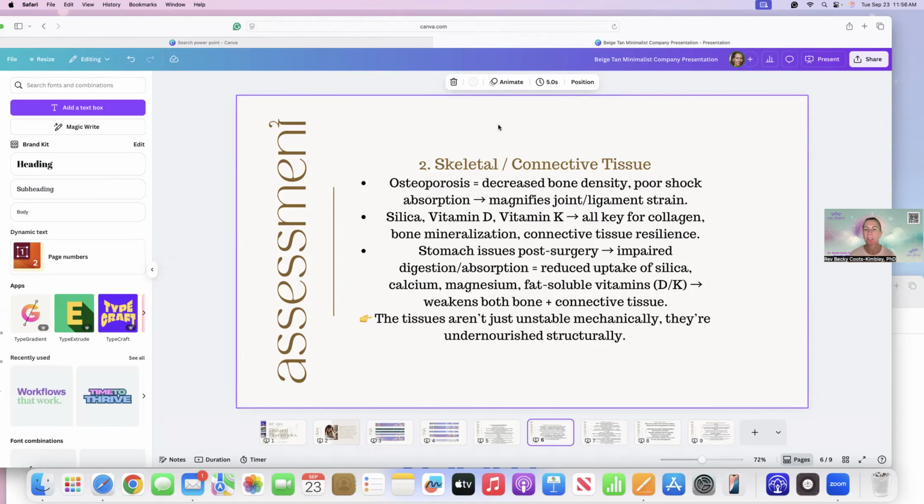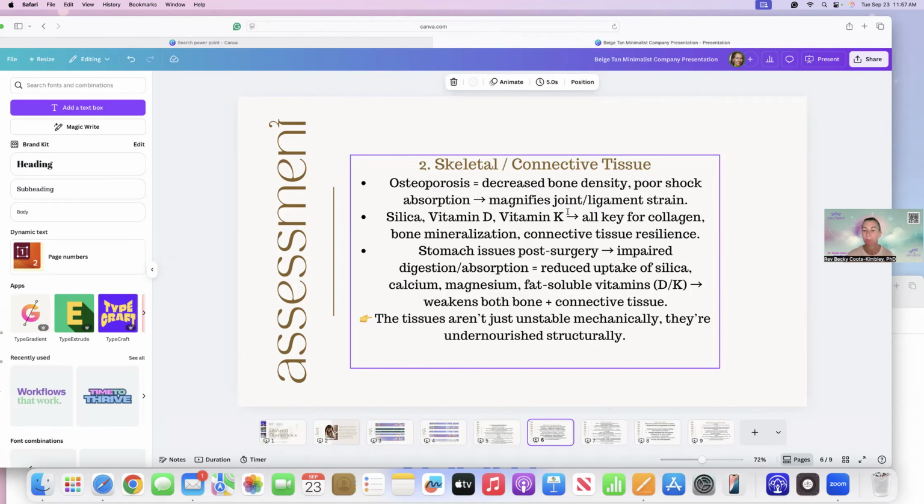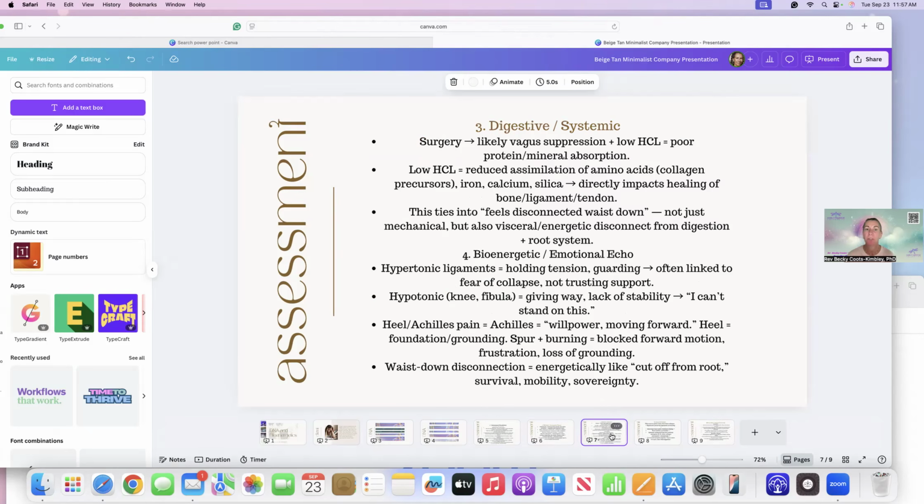Okay, so this is going to equal reduced uptake of silica, calcium, mag, and then the fat-soluble vitamins D and K. This is going to weaken the bone and connective tissue, and now we're moving into some osteopenia, osteoporosis. So we don't have nourishment because we have some stomach issues going on.